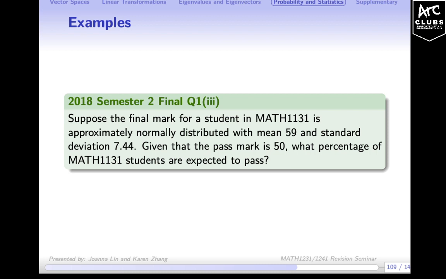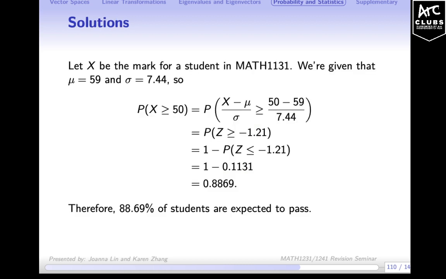For this question, it says suppose that the final mark of a student in 1131 is normally distributed with mean 59 and standard deviation 7.44. Given that the pass mark is 50, we want to find the percentage of students that are expected to pass. First we let x be the mark of a student in this course, and we're given that the mean is 59 and the standard deviation is 7.44.